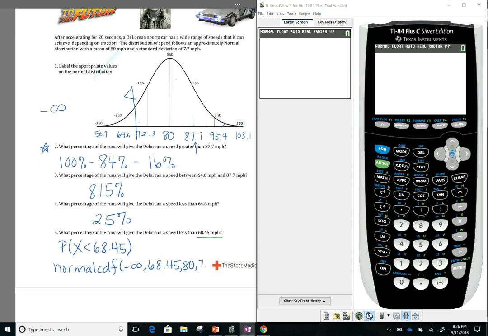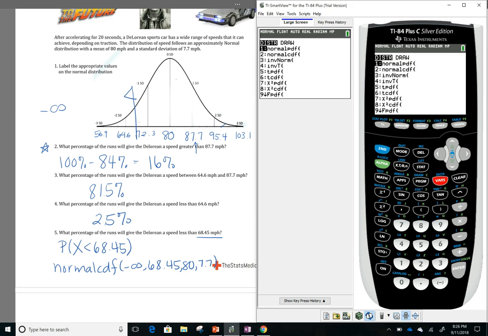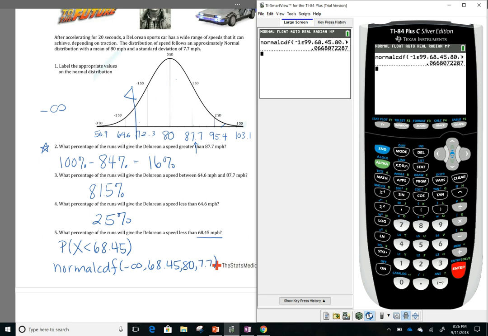deviation is 7.7. So on my calculator, I press second, vars. I want to do a normal CDF. My lower is negative infinity. My upper is 68.45. My mean was 80, and my standard deviation was 7.7. Oop, I have one extra in there. And this gives me a percentage of 0.067. So about 6.7%.